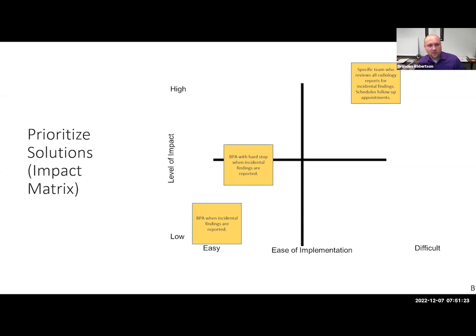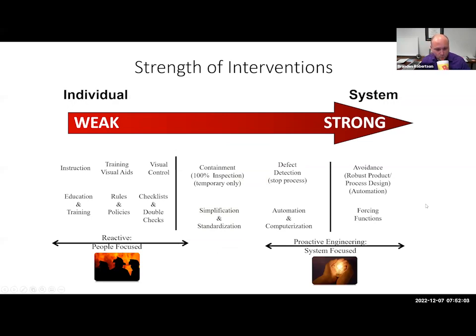So we go up to the next one, BPA with a hard stop, right? Like you actually have to interact with this. So higher level of impact, still pretty easy to implement, although technology solutions aren't always quick. And then on the ease of implementation, a lot more difficult. You have a team of people who reviews these. It's still people-based, but it has a lot higher level of impact because this is their job. So again, we may not be able to do that one because we may not be able to hire additional staff. So we may end up having to settle for a lower level solution. So this impact matrix is helpful to understand things like that.